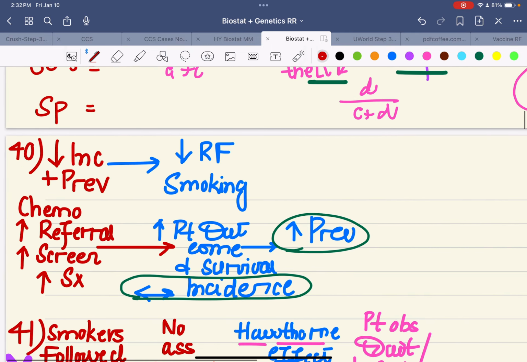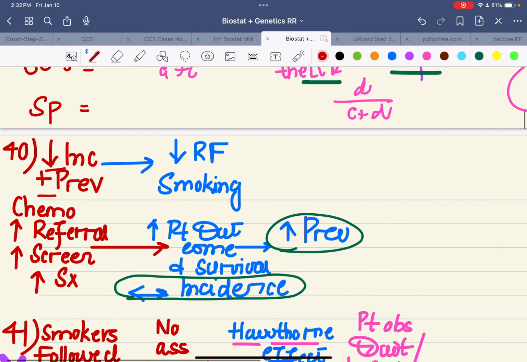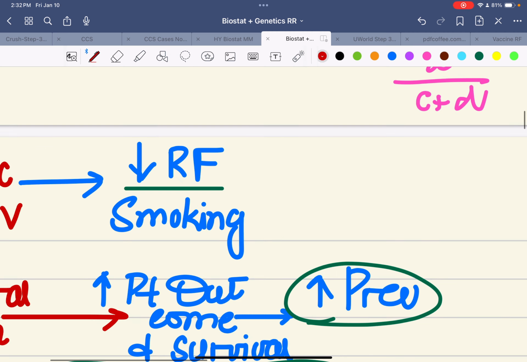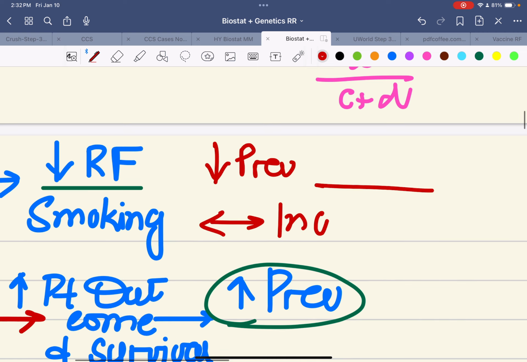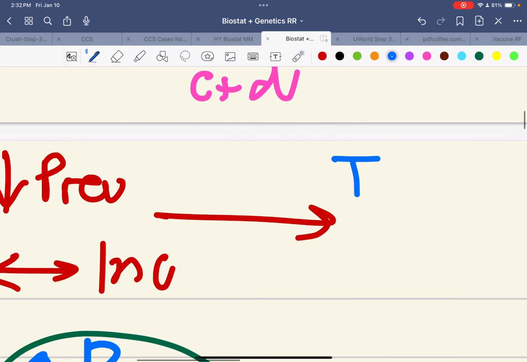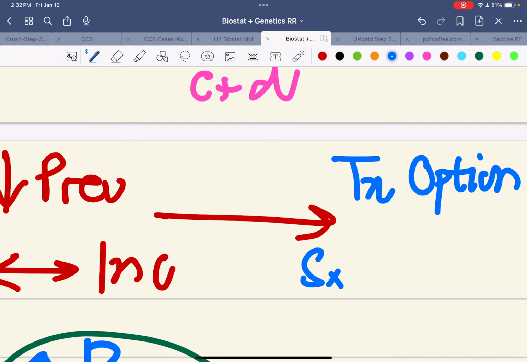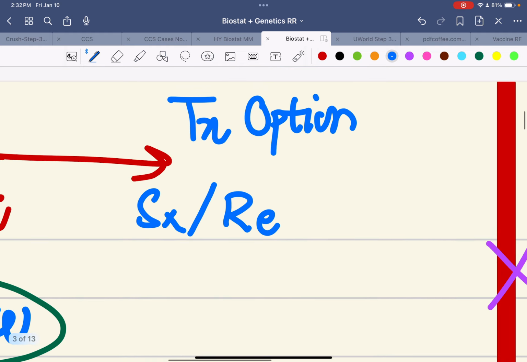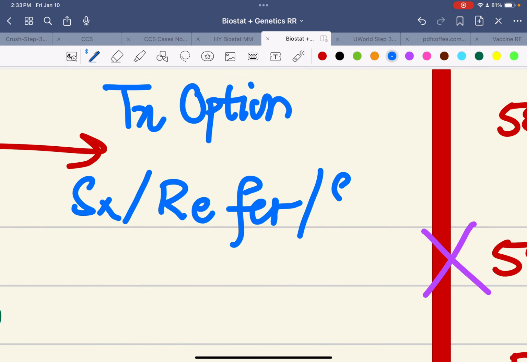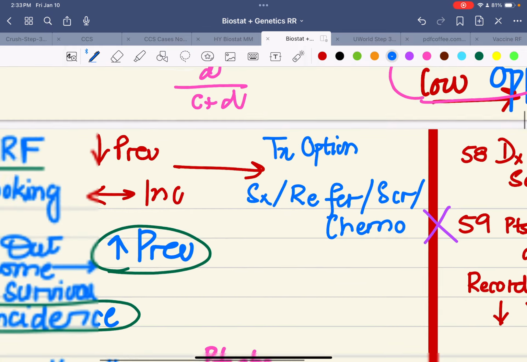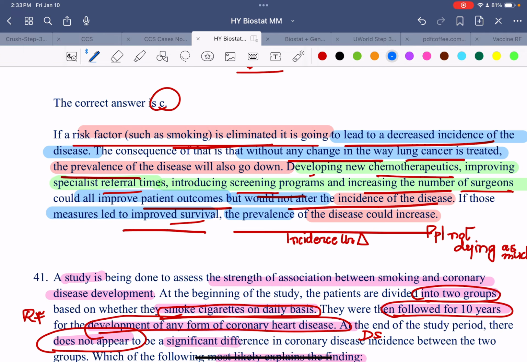And here I have summed it up that if you want to decrease the incidence and prevalence, we have to work on something that is a risk factor such as that of smoking. But if we just want to decrease the prevalence and we don't want any change in the incidence, then we can work on some treatment option and anything that improves the patient's survival, which includes the number of surgeons or the earlier referral times or some sort of screening or some sort of chemo agents, right? So these are all going to just affect the prevalence and will not affect the incidence.